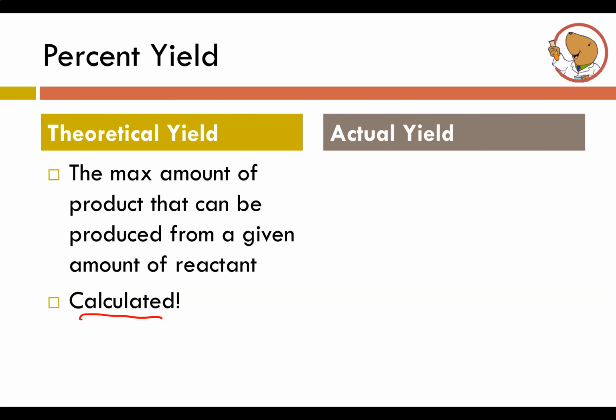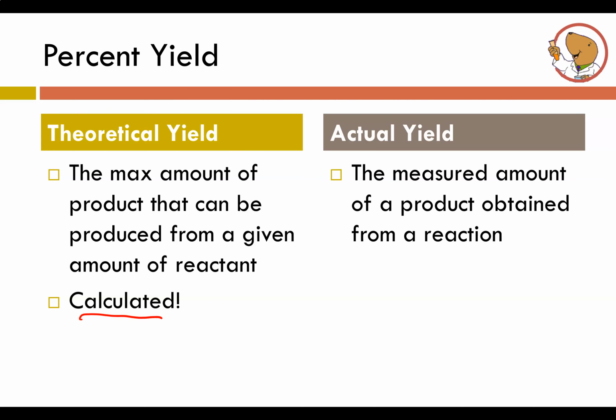Actual yield. I went into the lab, I ran the experiment. How much did I actually collect? So the measured amount of a product obtained from a reaction. And it is measured. There's really no way to get the actual yield without running the reaction. Not every time you run a reaction do things go perfectly.